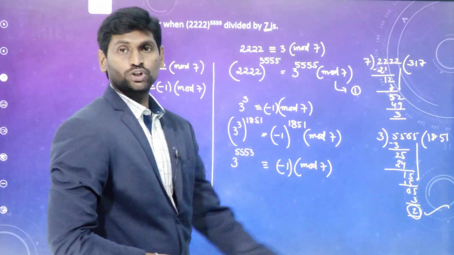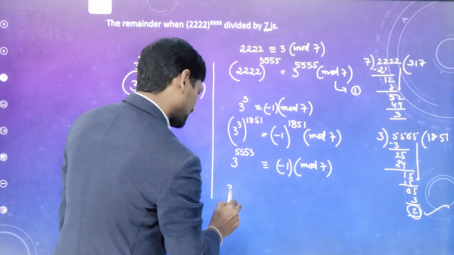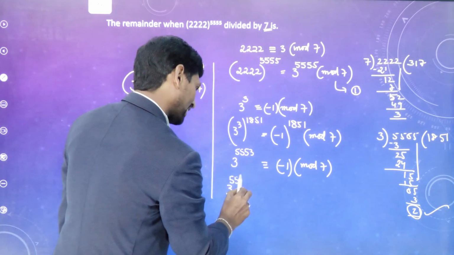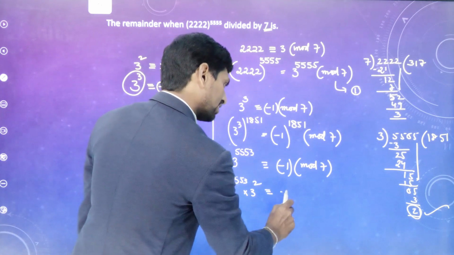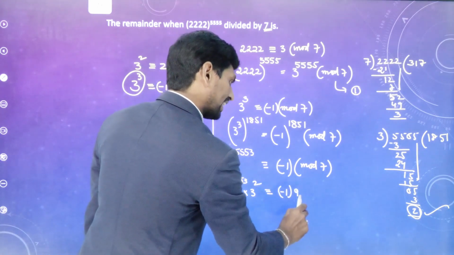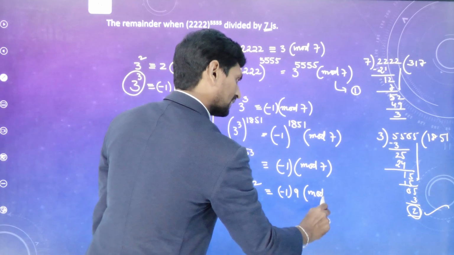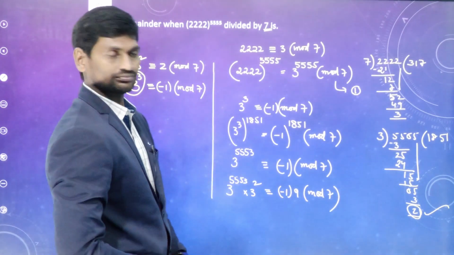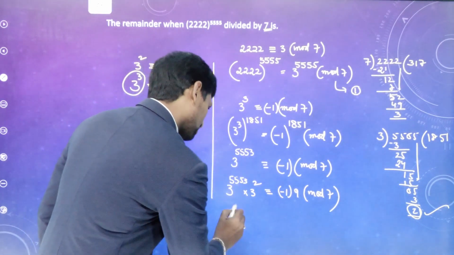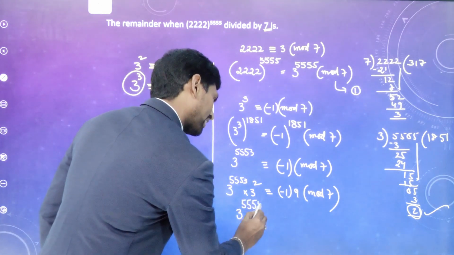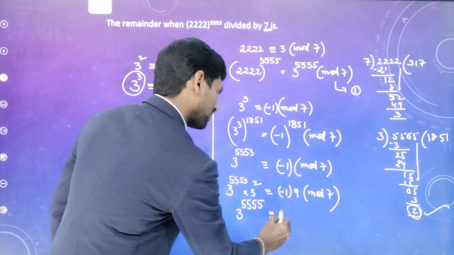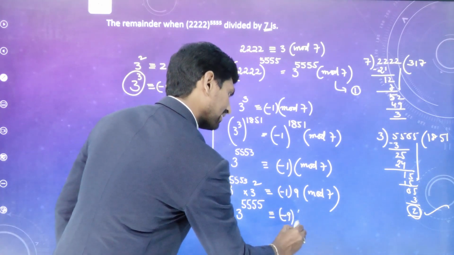But we want 2 more, so multiply both sides. 3 power 5553 into 3 square is congruent to minus 1 into 3 square, which means 9, modulus of 7. Okay? So 3 power 5555 is congruent to minus 1 into 9, which is minus 9.